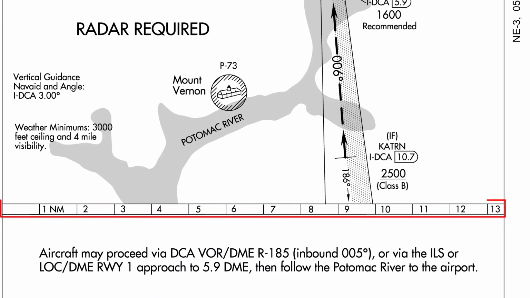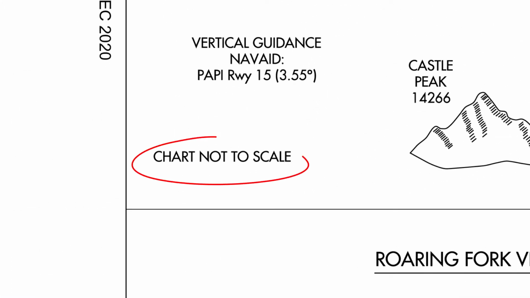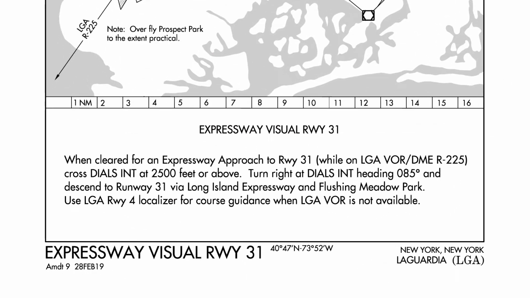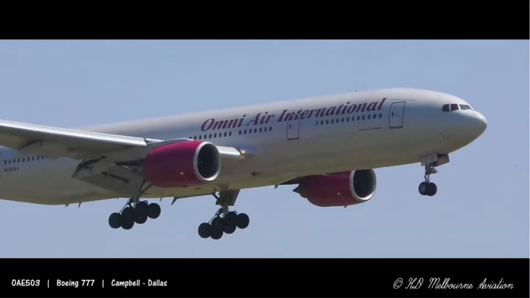Some charts will include a scale in nautical miles if the chart is actually drawn to scale. Otherwise, the chart has to have "chart not to scale" somewhere in the plan view. Beneath the plan view is the notes section, where they'll have any kind of special instructions for that particular approach that you need to adhere to. If anything's going to get you in trouble, it's going to be this section.